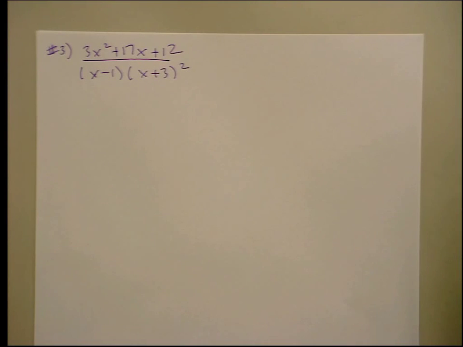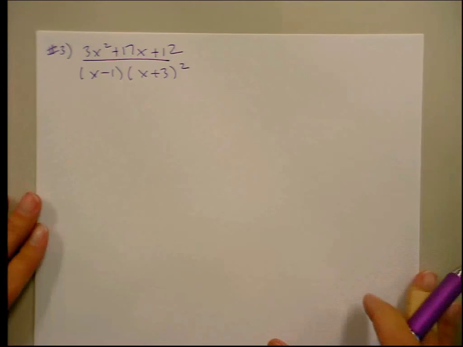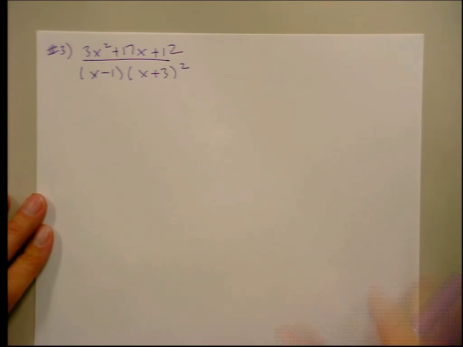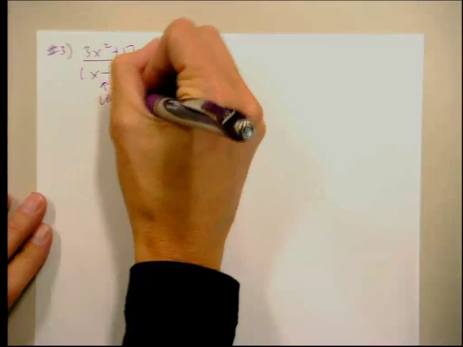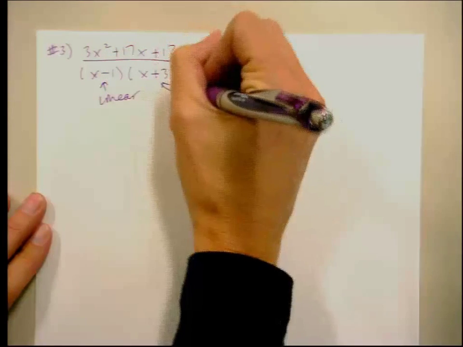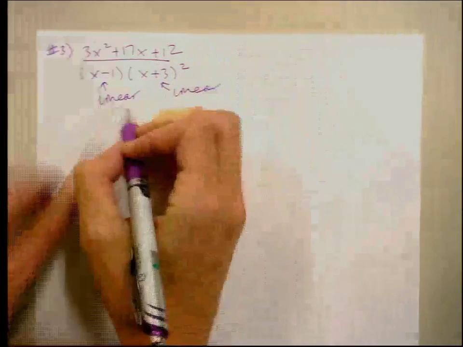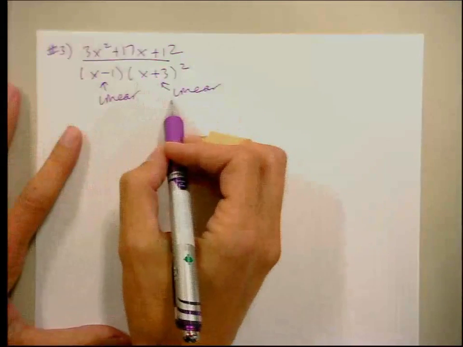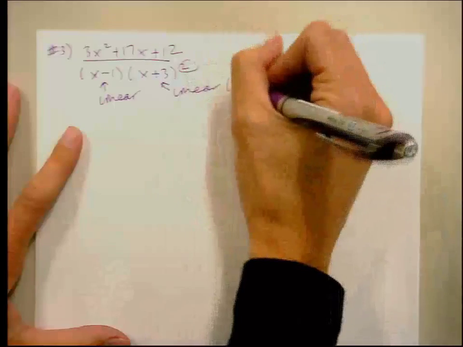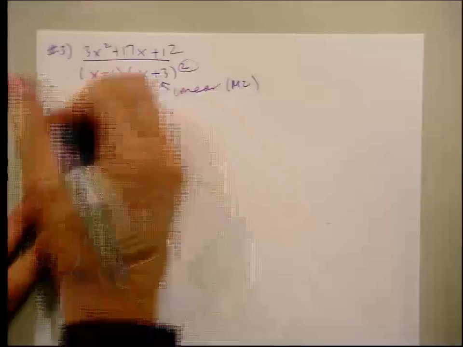We're going to pick up where we left off in class, and that's with number 3 on the worksheet. So I've got it copied here. This one has a denominator that's already factored, and we can identify both of those factors in the denominator as linear factors. X minus 1 is linear. X plus 3 is linear. It happens to have multiplicity 2. So we will deal with that in our template.